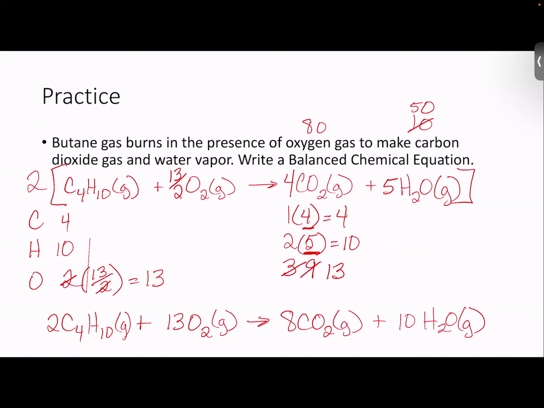Check to see if it's balanced. Two times 4 is 8 carbon, 8 carbon. 2 times 10 hydrogens is 20. 10 times 2 is 20. 13 times 2 is 26. You have 16, 8 times 2 is 16, plus you have 10 times 1, so that's 26. And we can't simplify this any further because the coefficients are not all divisible by the same number.